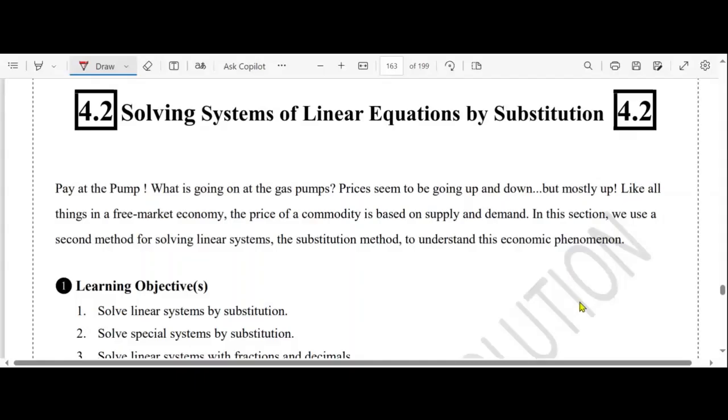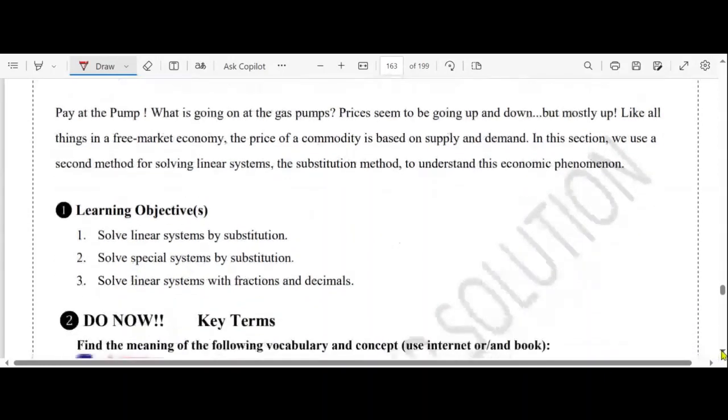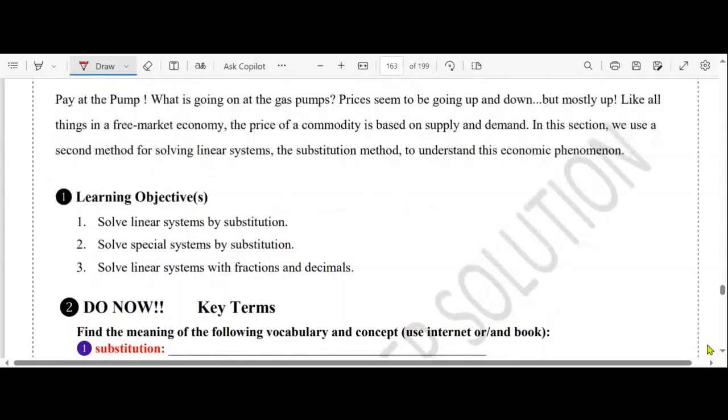Substitution is very easy. I'll just show you. 4.2, solving systems of linear equations by substitution. Learning objectives: solve linear systems by substitution, solve special systems by substitution, and solve linear systems with fractions and decimals.